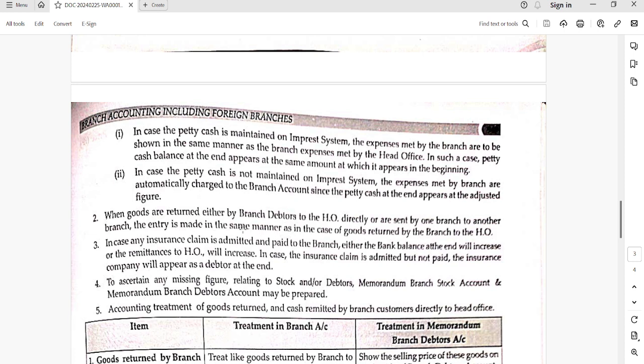When bank balance increases, you have to pay the insurance claim amount to the HO, so the HO balance will increase. In case the insurance claim is admitted but not paid, the insurance company will appear as a debtor at the end. So if the insurance company has not paid the amount which was already claimed, then the insurance company becomes a debtor, because the company is going to receive the money from the insurance company. That is why it will be shown as a debtor at the end. Okay. To ascertain any missing figure relating to the stock or debtors, we need to prepare the branch stock account and memorandum account. So remember always, you also need to prepare the branch debtors account and the branch stock account. If any missing information is given, we can easily prepare the branch stock account and also the branch debtors account. Okay, that is the basic fundamental.